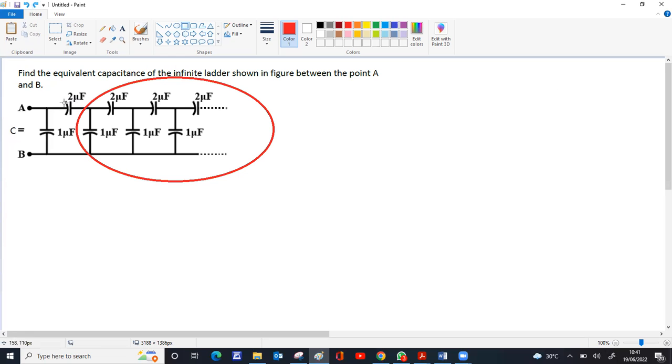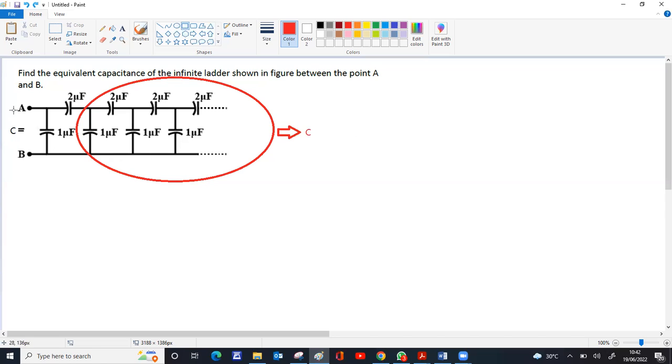So we are separating this one set of 1 microfarad and 2 microfarad. Since we only separated one set, still there are infinite number of capacitors. This red color part till infinity again will have capacitance C. So this is the way you approach an infinite network.